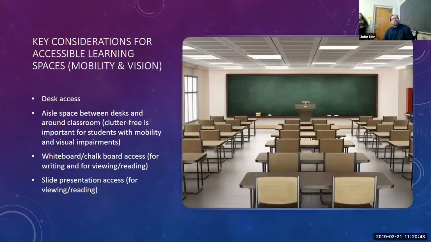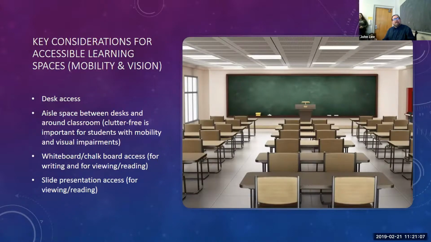So, key considerations for accessible learning spaces, mobility and vision. We picked out some key things to keep in mind, especially for classroom and field trip type situations. Desk access, and that's not only the actual desk itself, but getting to and around the desk. The aisle space between desks and around the classroom. Clutter-free is really important for individuals with mobility and vision.